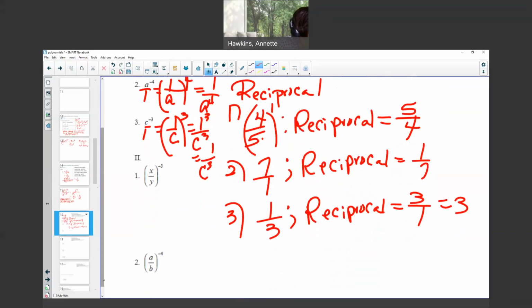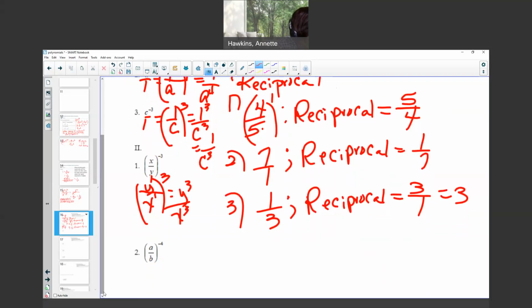This says the reciprocal of this fraction. Well, that's going to be y over x. And once I get the reciprocal, the exponent is now positive. And then we could put ones here. Y cubed over x cubed. This negative exponent means reciprocal, b and a. The exponent is now positive. Put a 1 here and a 1 here. Power to a power.